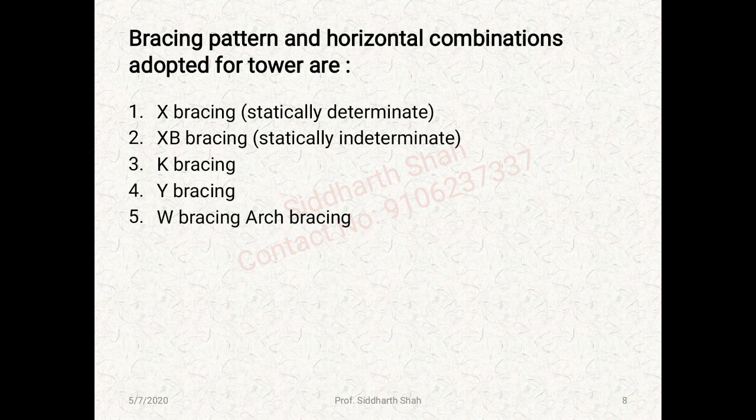So bracing patterns play the most important role to make the economic design of any tower. So there are total five types of bracing you can use to design the transmission or microwave tower. First one is the X bracing. If in X bracing there is no horizontal component, so you can say that it is double X bracing. It is without horizontal component, so it is statically determinate.